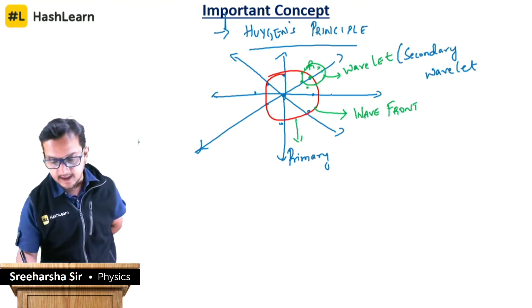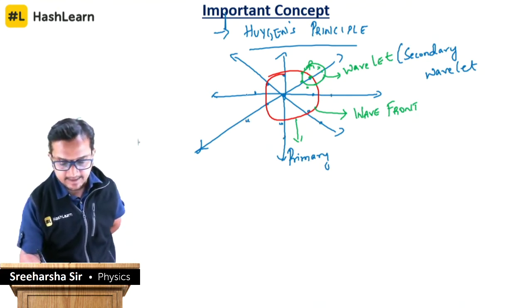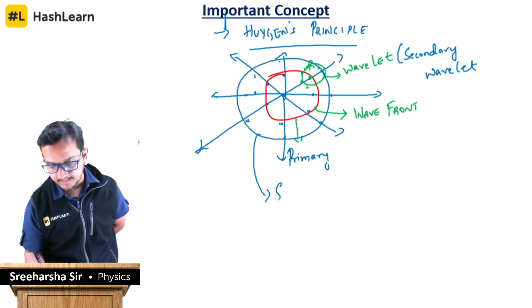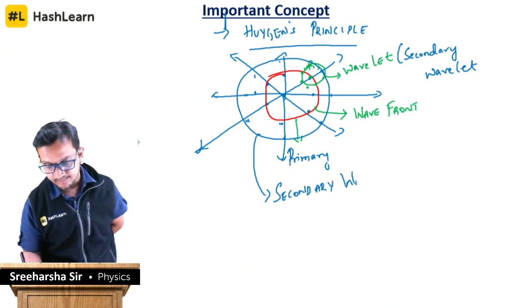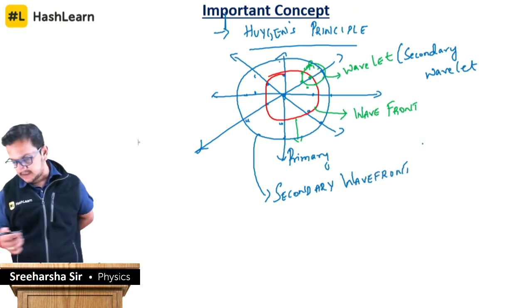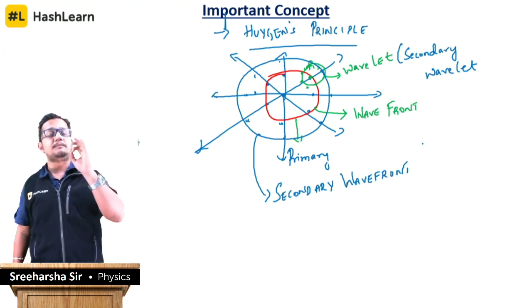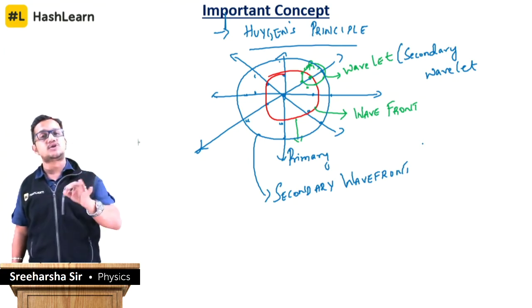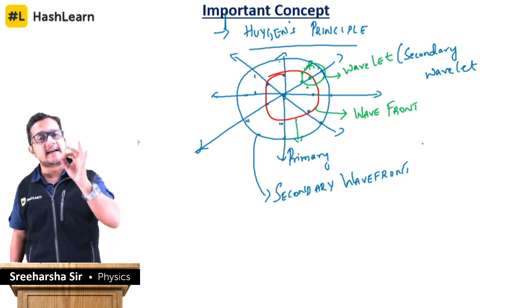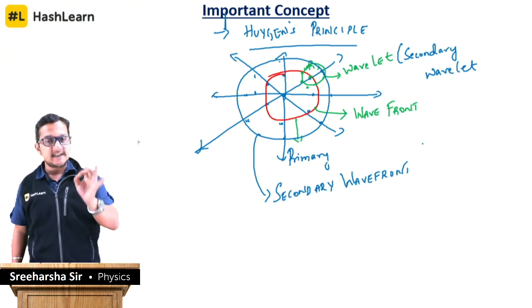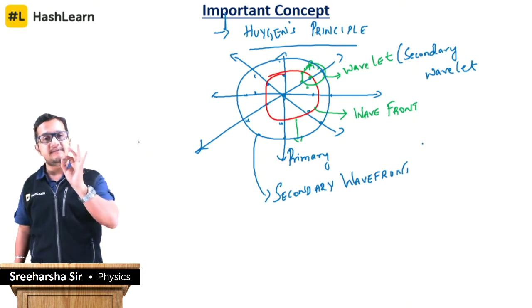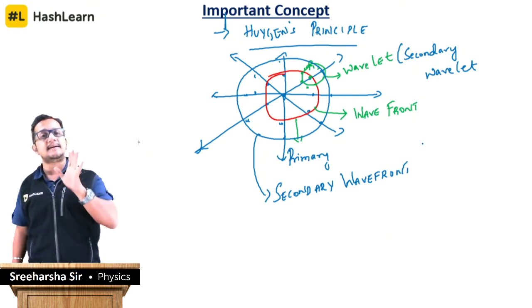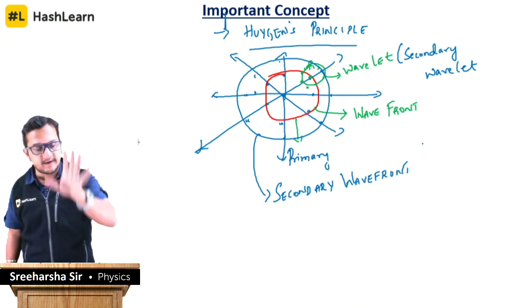So similarly, if you take the particles of the secondary wavelet and when you join them, this gives rise to secondary wavefront. So the Huygens wave principle can be told in 2 points. The first point is each particle on the primary wavefront is a source of disturbance for the secondary wavelet or wavefront.